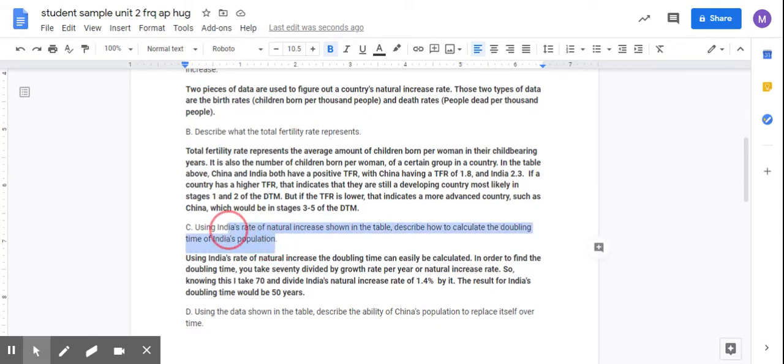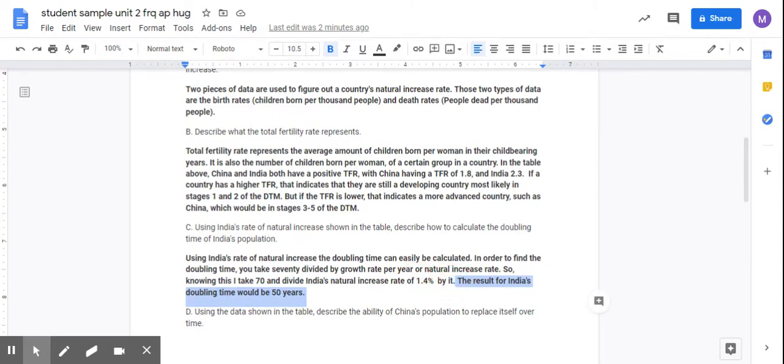C, using India's rate of natural increase. So right there, this is telling you, hey, we got to look at India here to answer this question in the stimulus. Describe, there's the verb, describe how to calculate doubling time. So this probably doesn't require as much description as part B. You have to not only provide the calculation for doubling time, take 70, which the student does right here, and divide by 1.4. You have to use India's natural increase rate. So right there, they use India's natural increase rate, 1.4, and then they provide the answer.